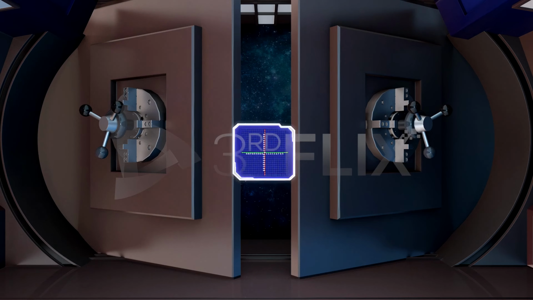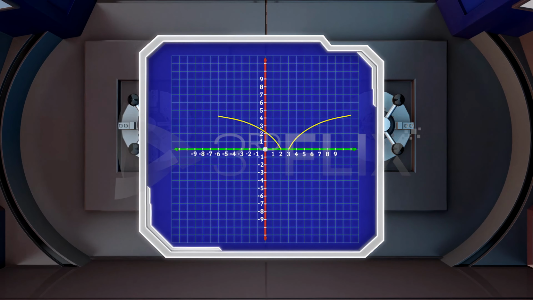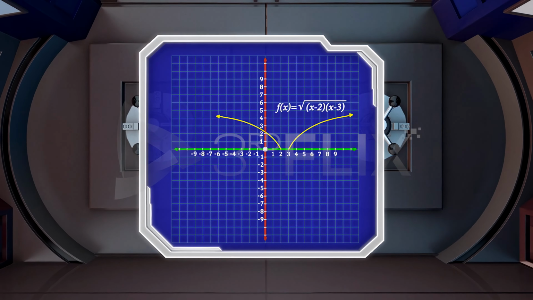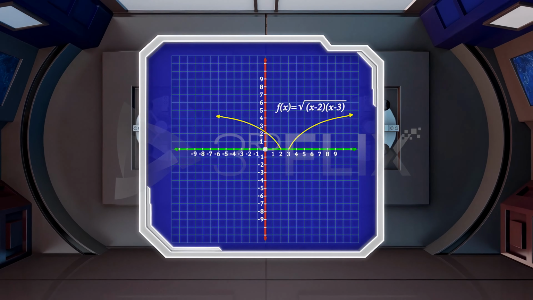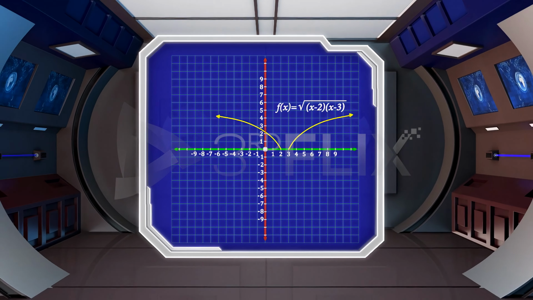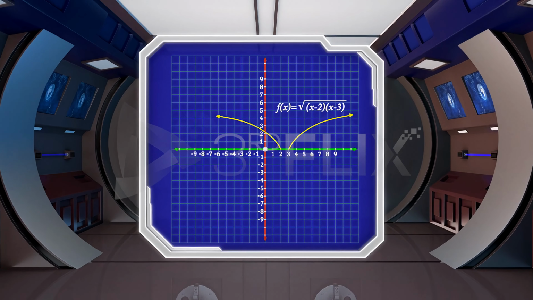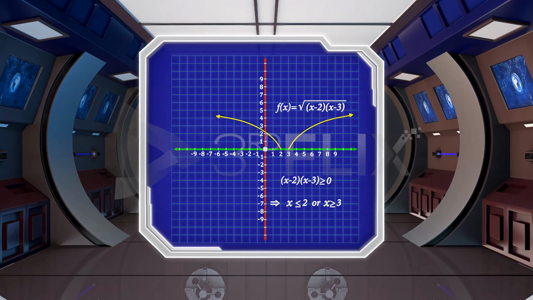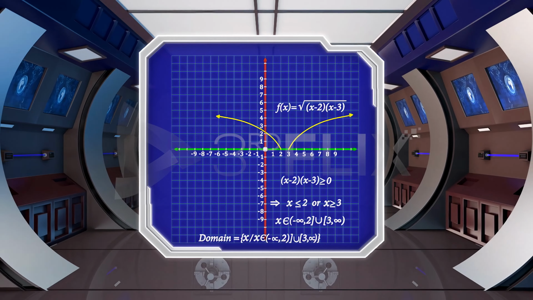Let us take another example. F of x is equal to root over x minus 2 multiplied by x minus 3. Here, for f of x to be real, x minus 2 multiplied by x minus 3 must be greater than or equal to 0.